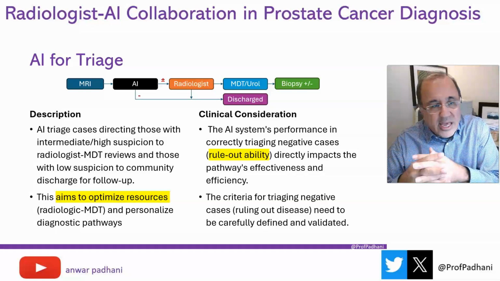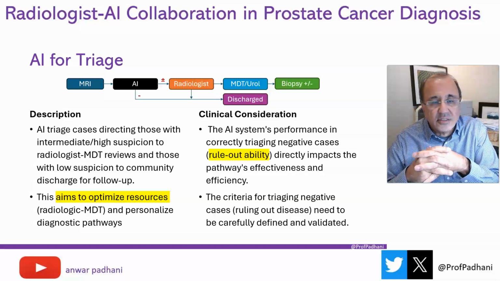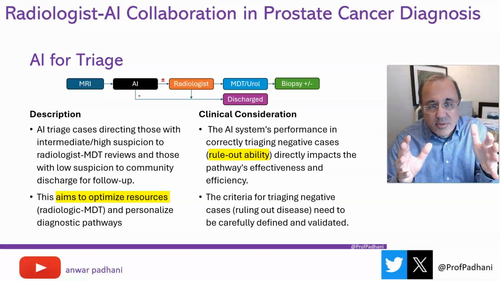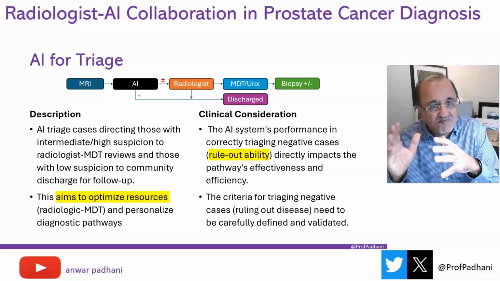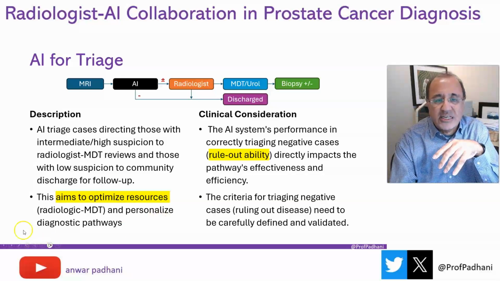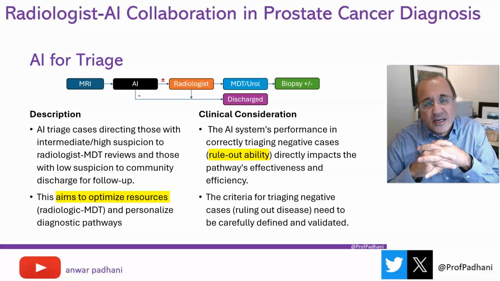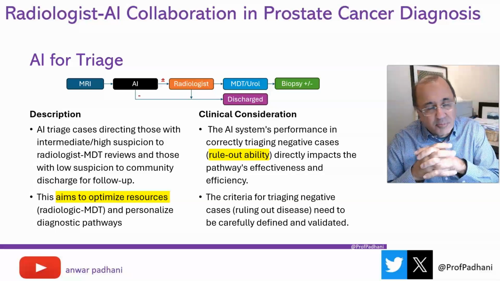Another way you could use the AI is as a triage. In this particular instance, the AI looks at the MRI first and says, this case is negative. If it calls a case completely negative, you can see the patient can be sent back to his general practitioner for follow-up.